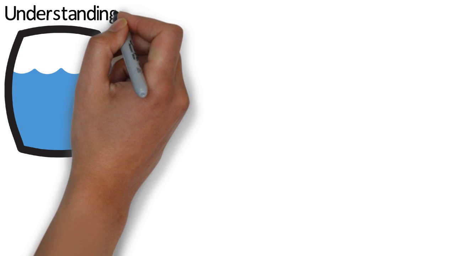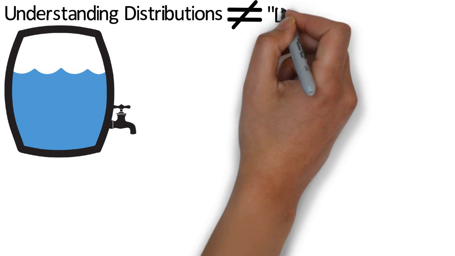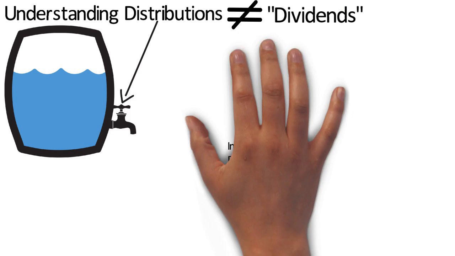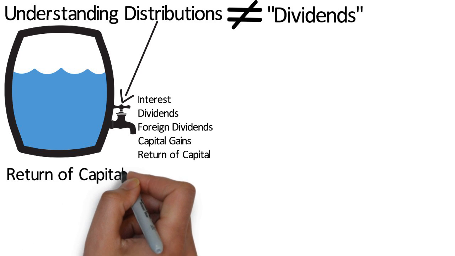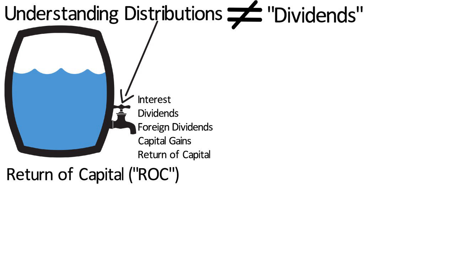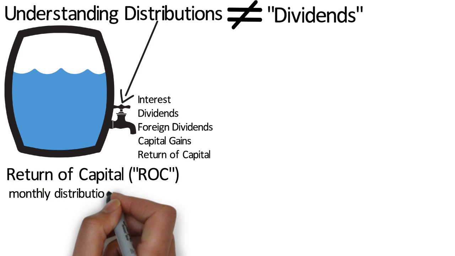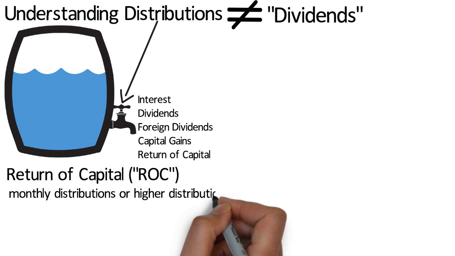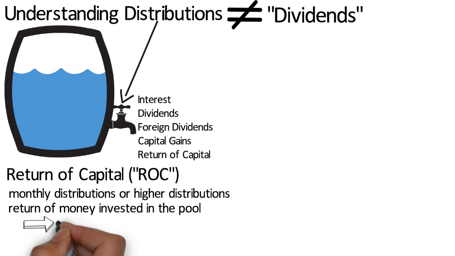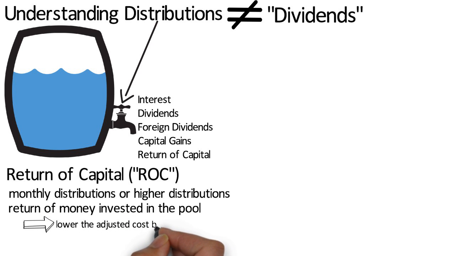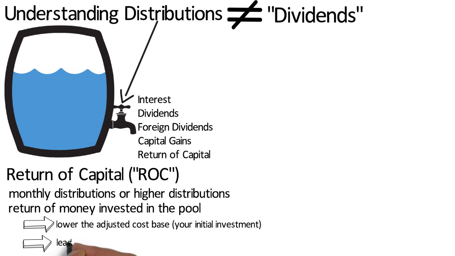Understanding distributions. Distributions are not to be confused with dividends. A distribution can be made up of interest, dividends, foreign dividends, capital gains, and return of capital. Return of capital, or ROC, is often associated with pools that pay out a monthly distribution or higher overall distributions to their investors. Since ROC is simply the return of the money invested in the pool, it will lower your adjusted cost base, or in general terms, your initial investment or book value. For taxable accounts, this can result in a cost base that decreases quickly, which will lead to a significant capital gain when you eventually sell.